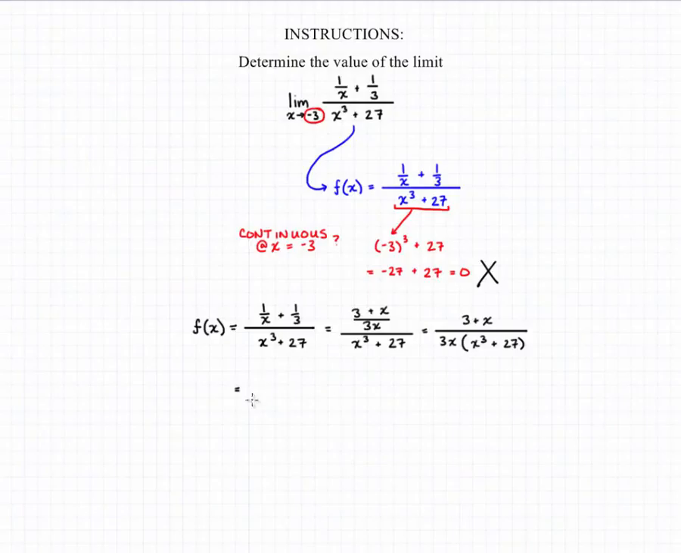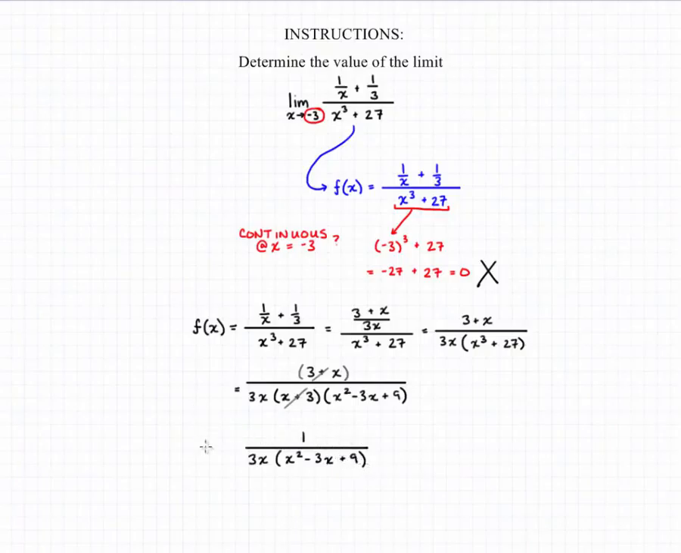We can now factor out the denominator. That'll give us 3x times (x plus 3) times (x squared minus 3x plus 9). And in the numerator, we were still going to have 3 plus x. Now x plus 3 and 3 plus x are equivalent, so we can cancel them out. And that's going to leave us with this abridged version of our function, which is 3x times (x squared minus 3x plus 9) in the denominator, and just 1 in the numerator.